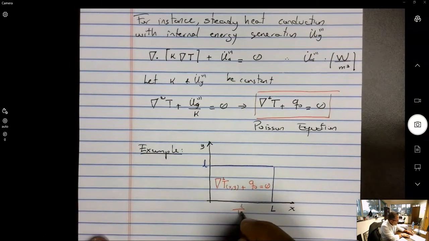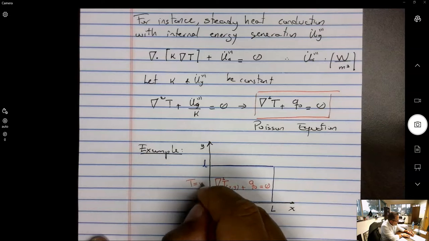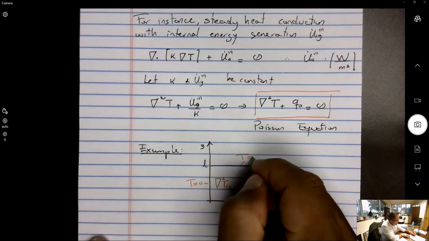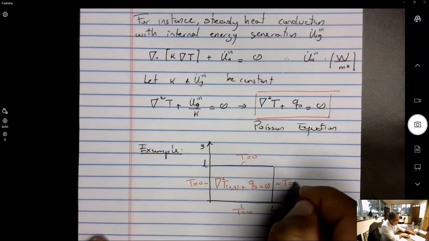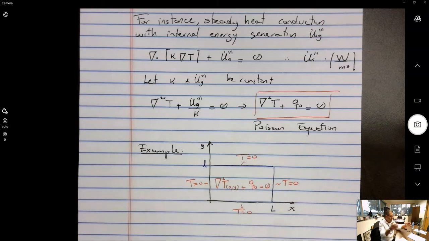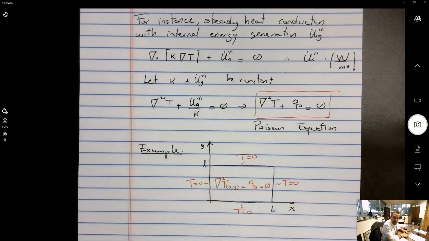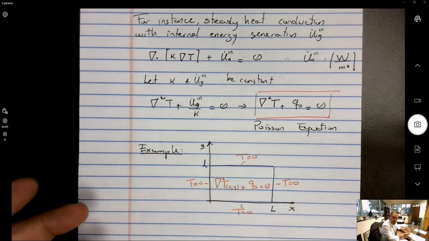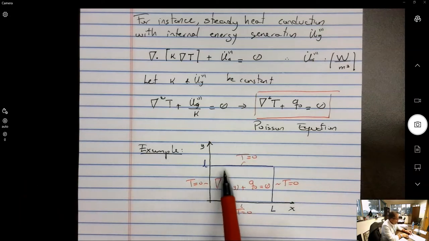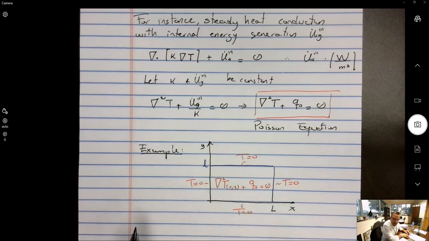And let's say that the temperature here is 0, the temperature here is 0, the temperature here is 0, and the temperature here is 0. So all homogeneous conditions. That is not necessarily a requirement. You can have whatever combination of homogeneous and non-homogeneous. You're going to have to use superposition. And you can have whatever combination of first, second, or third kind conditions. So just for illustration purposes, this is where we are.